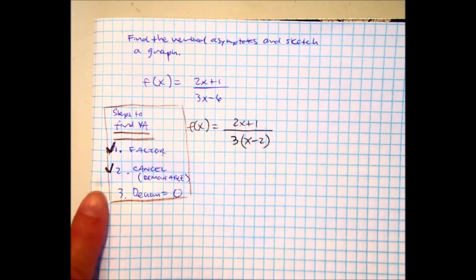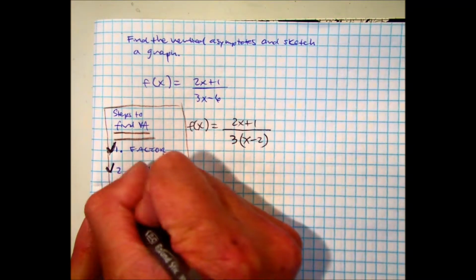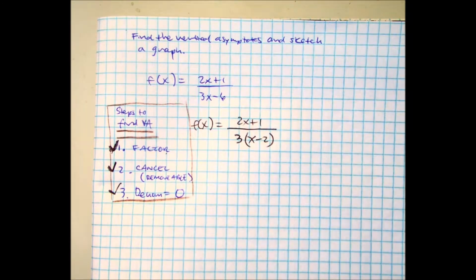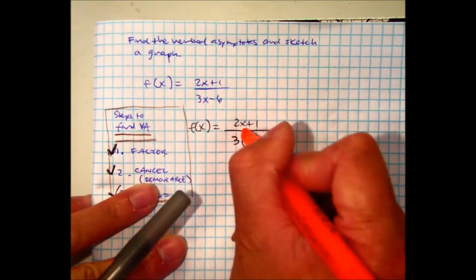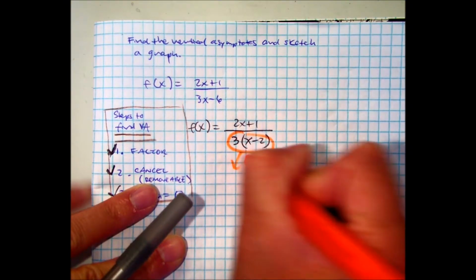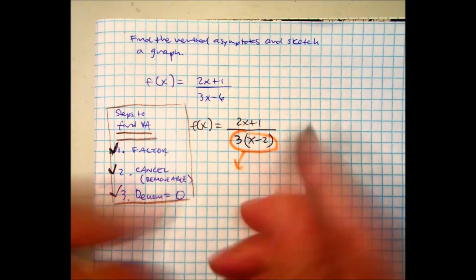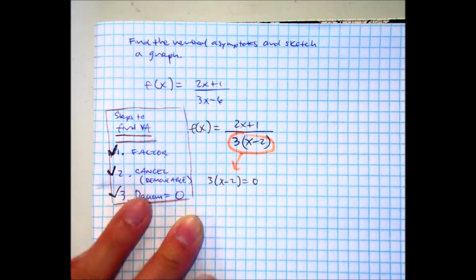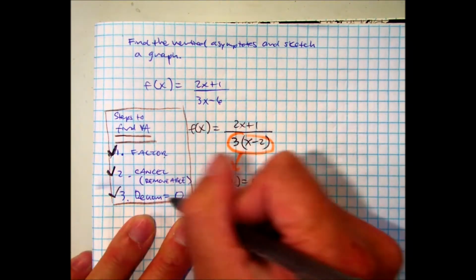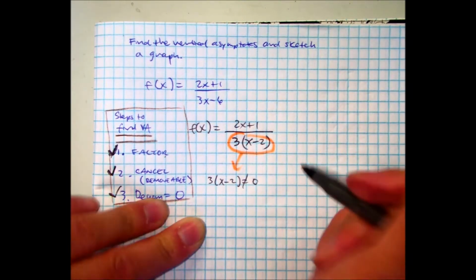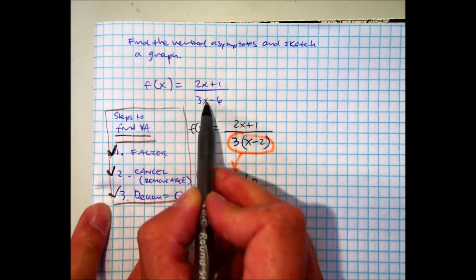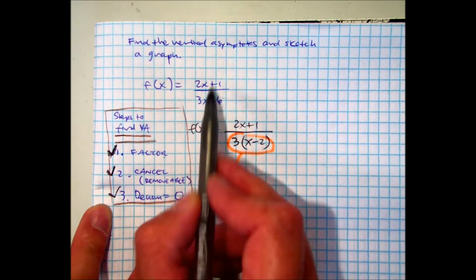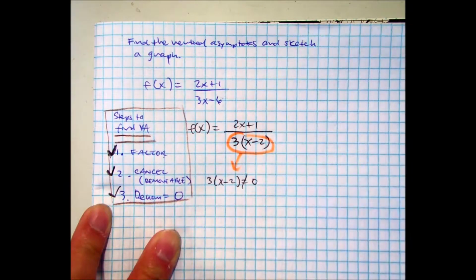And then lastly, I'm going to now set the denominator equal to 0. Now I'm setting the whole thing equal to 0. So I have 3 times quantity x minus 2 equals 0. And remember, the reason why we said we should actually make that not equal to 0 is because we're trying to find values here that make this whole expression there equal to 0, and then that will become undefined, and that's our vertical asymptote.